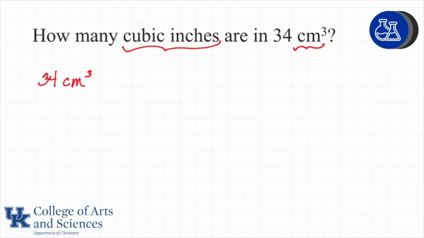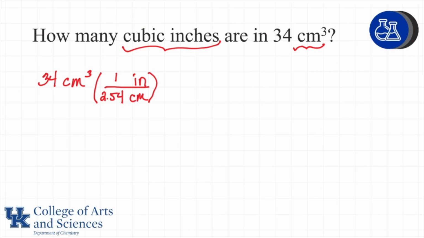So I'm going to start with 34 centimeters cubed. And I'm going to show you the way that I typically set up a problem, and it's kind of a longer way. And then I'll show you the shorter way, but I'll show you why it can be dangerous to use that shorter way if you're not really careful. So we have 34 centimeters cubed. So I know I'm going to put centimeters on the bottom. So I have 1 inch equals 2.54 centimeters.